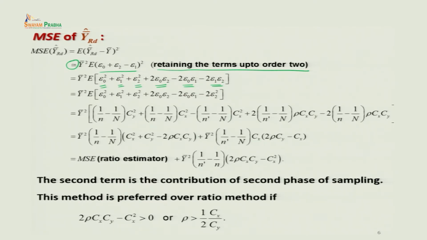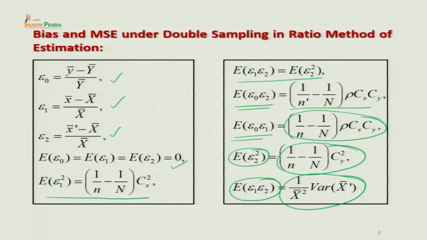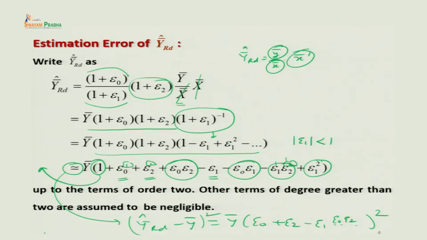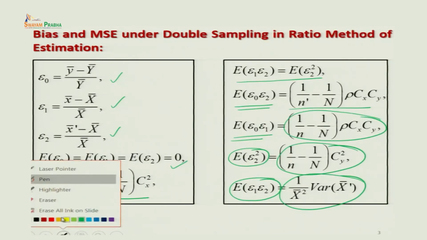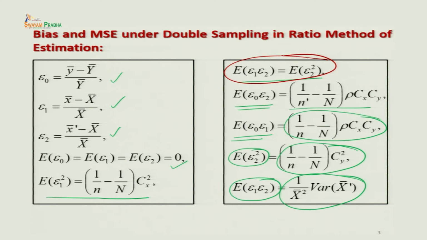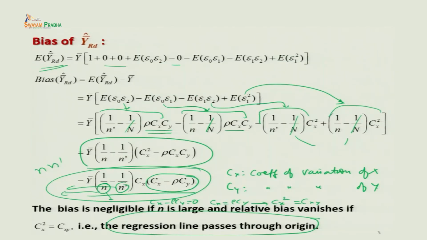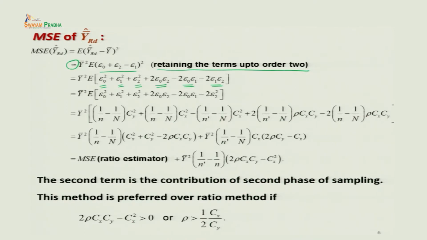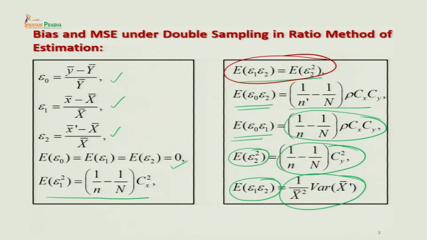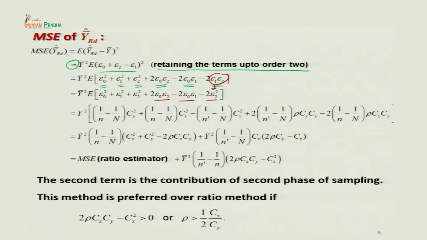right. And if you see here, you already have proved this result, I will try to use a red pen here, that the expected value of epsilon 1 epsilon 2 is equal to epsilon 2 square. So, I try to replace here epsilon 1 epsilon 2 by epsilon 2 square, and now you see all these expectations you have obtained here: epsilon 0 epsilon 2, epsilon 0 epsilon 1 and epsilon 2 square. So, you simply have to substitute these expressions over here, nothing more than that, right.